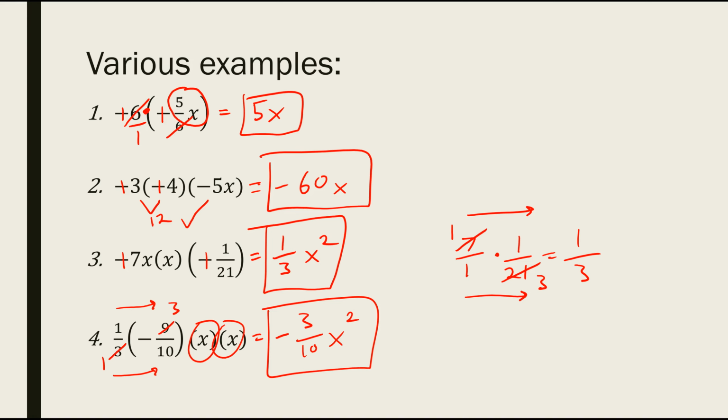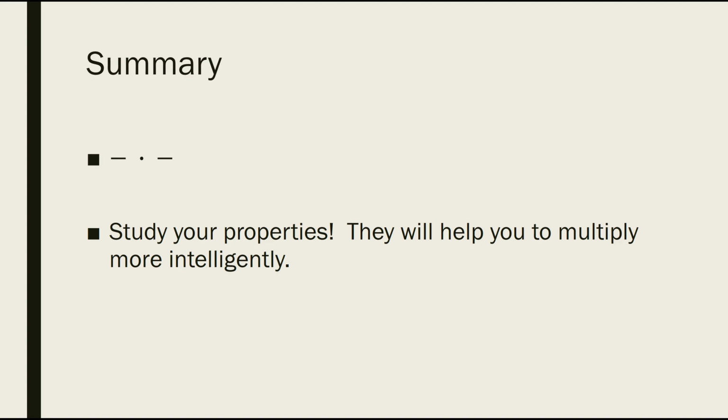Just remember about canceling within the fractions. Remember that x times x gives me x squared. Remember that you can do the multiplication in any order you want because of the commutative property. And don't forget that 2 negatives make a positive, and you'll be good to go. So your summary for today is negative times negative equals positive. And don't forget to study your properties because they will help you to multiply more intelligently.